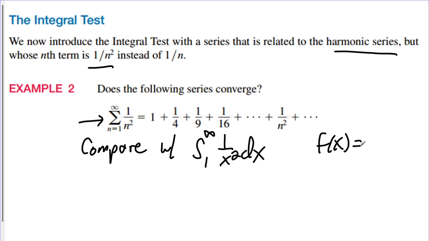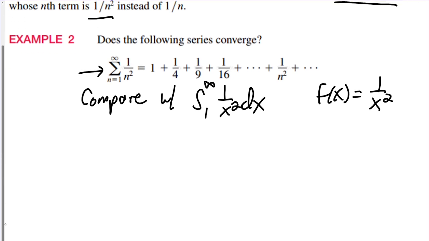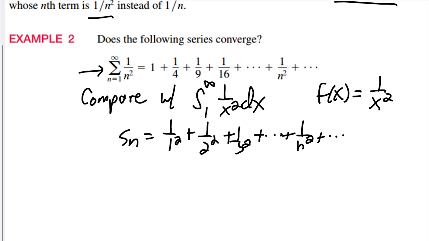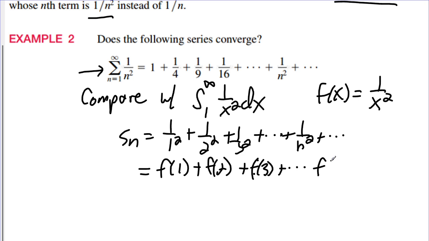So let's recall that our function f of x will be 1 over x squared. Therefore, our sequence is 1 over 1 squared plus 1 over 2 squared plus 1 over 3 squared, all the way up to 1 over n squared. Therefore, we can think of this in terms of our function: this would be f of 1 plus f of 2 plus f of 3, all the way up to f of n, and that continues.